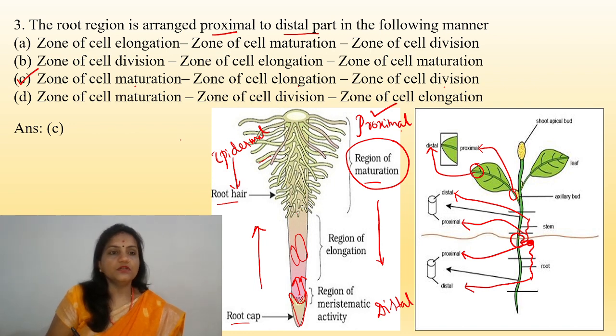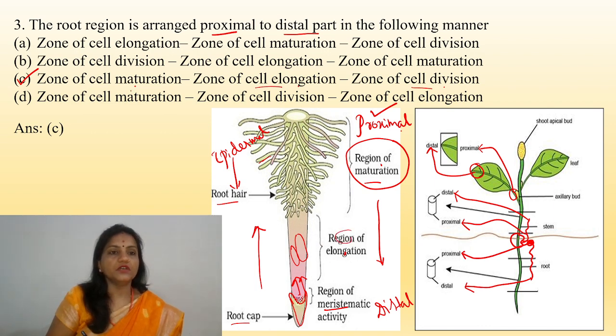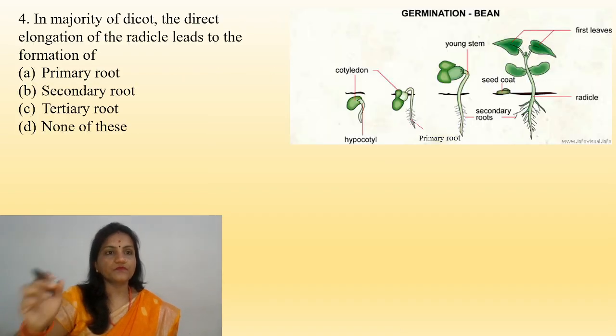So here the answer for this is option C. That is, we have the zone of maturation, followed by the zone of elongation, and then the zone of cell division. So these are all synonymous words. Cell division, you can also see here as meristematic activity, then cell elongation. So here the region of elongation and then the region of cell maturation. Okay, let's move to the next question.